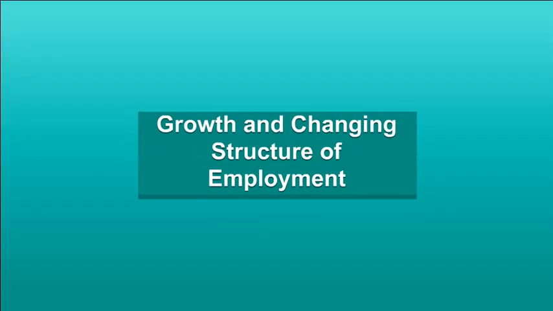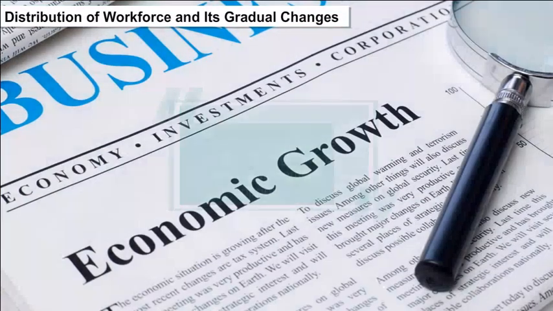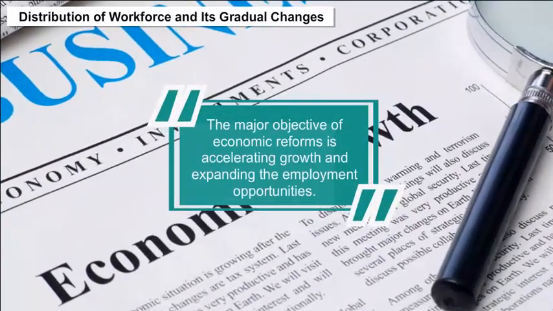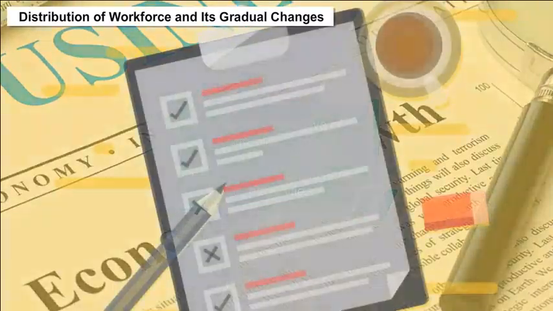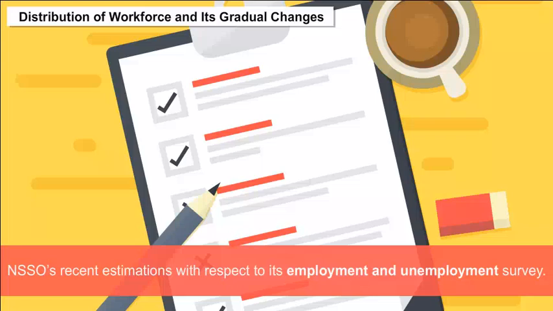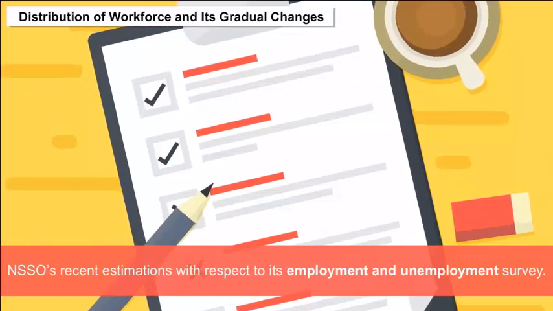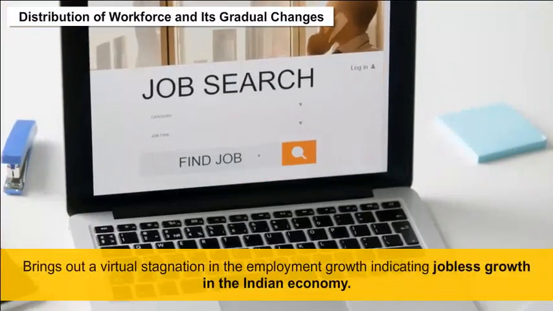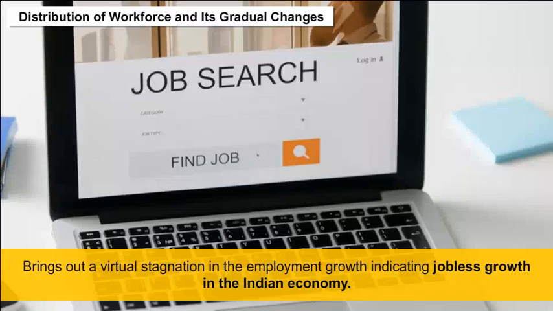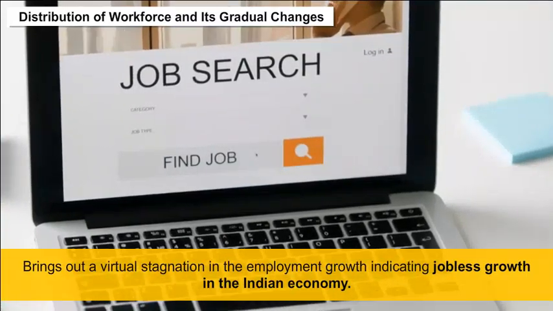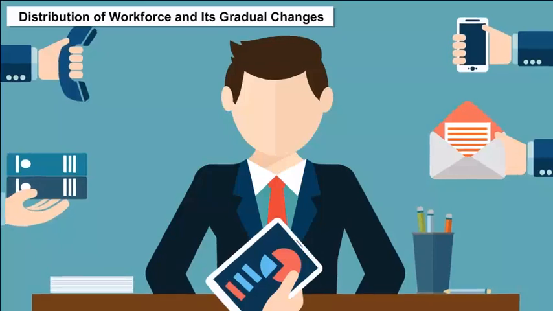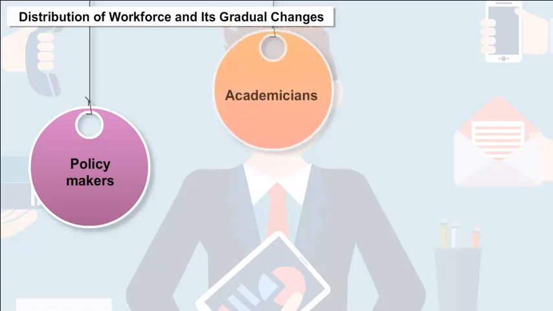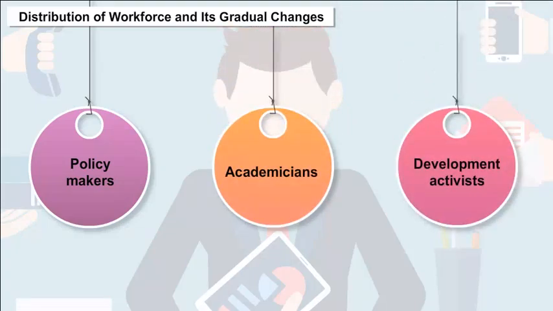Growth and changing structure of employment. The major objectives of economic reform are accelerating growth and expanding employment opportunities. However, NSSO's recent estimation with respect to its employment and unemployment survey brings out a virtual stagnation in employment growth, indicating jobless growth in the Indian economy. These results have raised concern over the employment situation among policymakers, academicians and development activists.